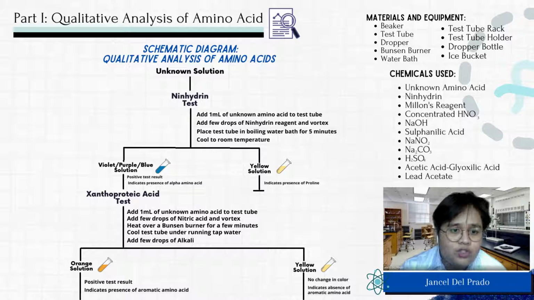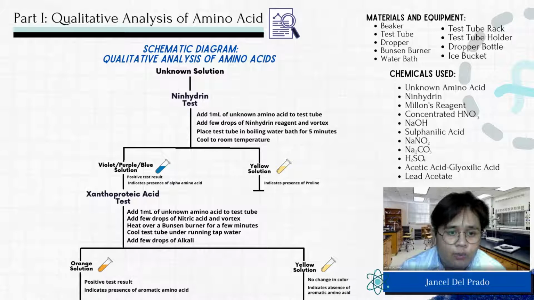In this test, we start off by adding 1 milliliter of the unknown amino acid to a new clean test tube. We then add a few drops of nitric acid, then mix it. Once mixing is done, we then heat the test tube over a Bunsen burner for a few minutes. And after that, we let the test tube cool by placing it under running tap water, or similar to the virtual lab, wherein we placed it in a beaker containing room temperature water.